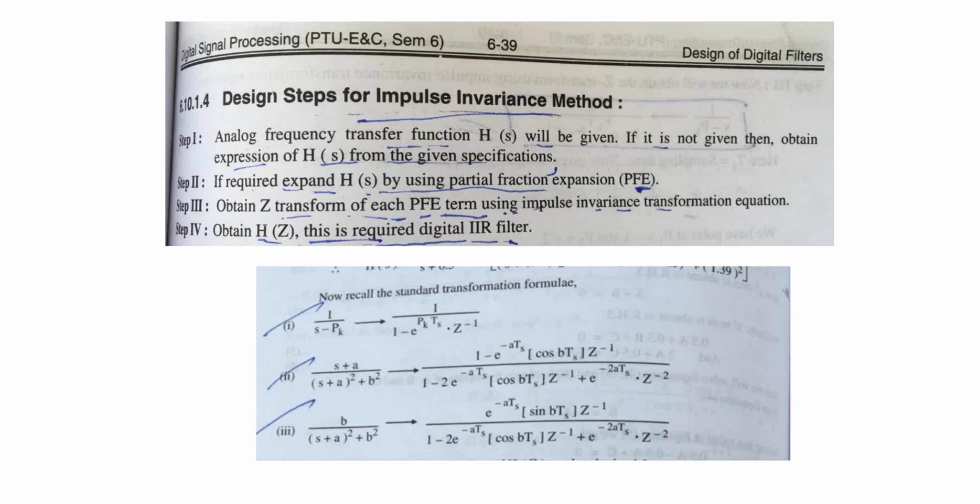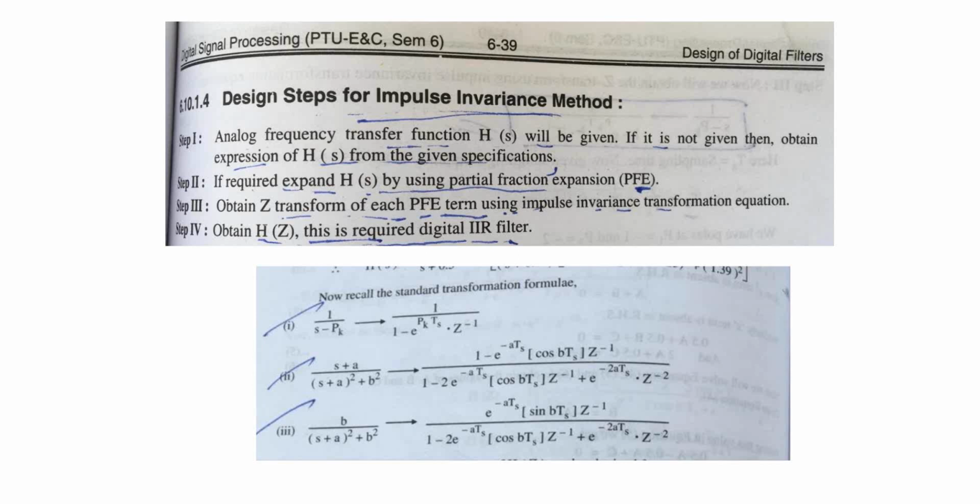So these are the design steps of impulse invariance method. Step 1: the analog frequency transfer function H(s) will be given. If it is not given, then obtain the expression of H(s). First you have H(s), that is analog frequency transfer function. Step 2: if required, expand H(s) by using partial fraction expansion.